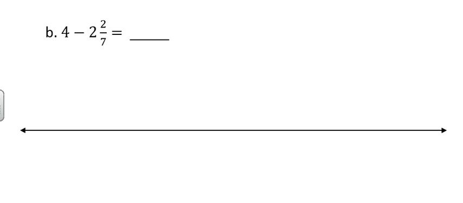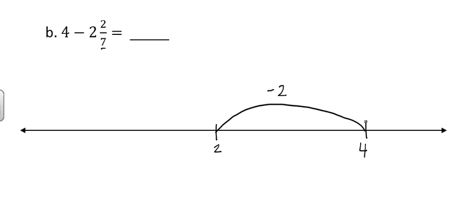Here's another example. This time we have 4 minus 2 and 2/7. Again, I'll start on the right side of the number line, and we'll start at 4. I'm going to begin by subtracting 2. So I'll do a big jump and show that I've subtracted 2. That means I land at 2, since 4 minus 2 is 2.